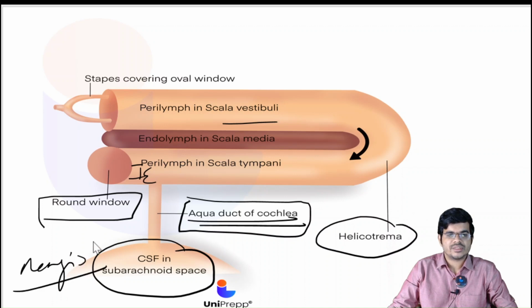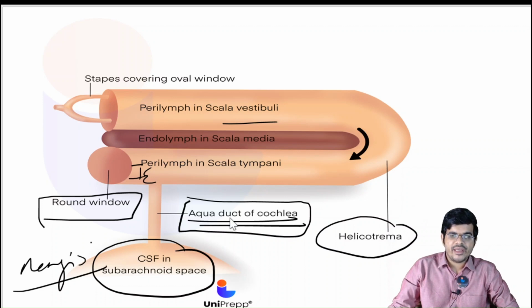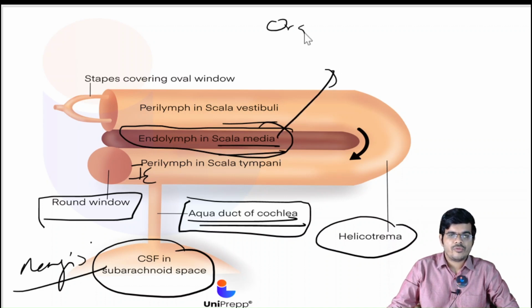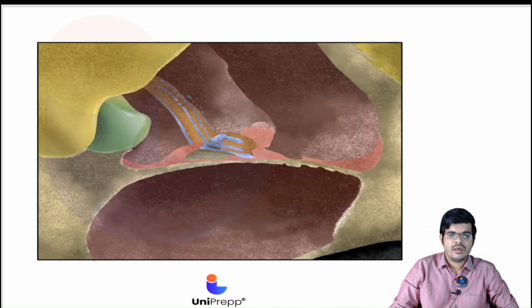Now, what do you mean by organ of Corti? Organ of Corti is the receptor for hearing. And where is this organ of Corti situated? It is seen in the scala media. If this is the scala media, in the scala media you have got the organ of Corti. Organ of Corti is the structure which is responsible for hearing. Okay, this is the organ of Corti.